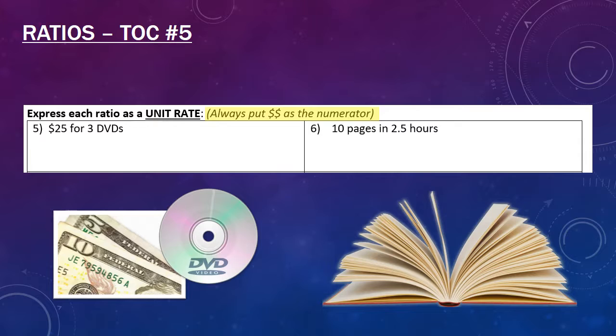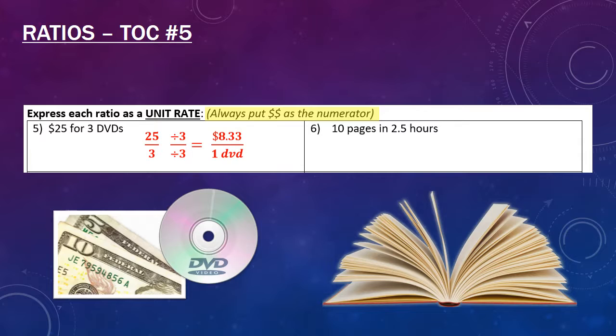So our first step is to write them as a rate, which is 25 over 3. And to find the unit rate, to make the denominator 1, I'm going to divide both the top and the bottom by 3. When I do that, I am going to get a decimal, and that's okay. You end up getting $8.33 for one DVD. So that allows you to see how much am I paying for one, so I can compare the prices at one store to another store to figure out if I'm getting the best deal.